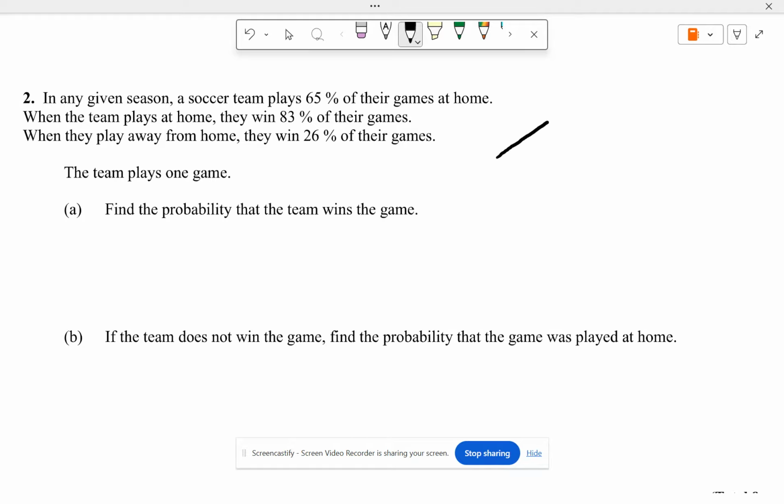What is the first event? Whether the team is home or away, right? So let's call it home or not home. Okay, so any given season, a soccer team plays 65% of their games at home. So that means we're going to put 0.65 on that. I prefer to work in fractions or decimals just because it makes it easier to multiply. If you put percentages on there, it's kind of like, right? Okay, so if that is the percentage that they're at home, what's the percentage that their games are away? Or the percentage of their games that are away?